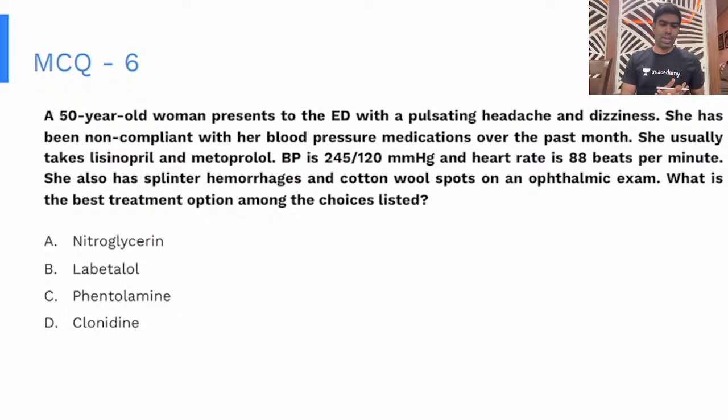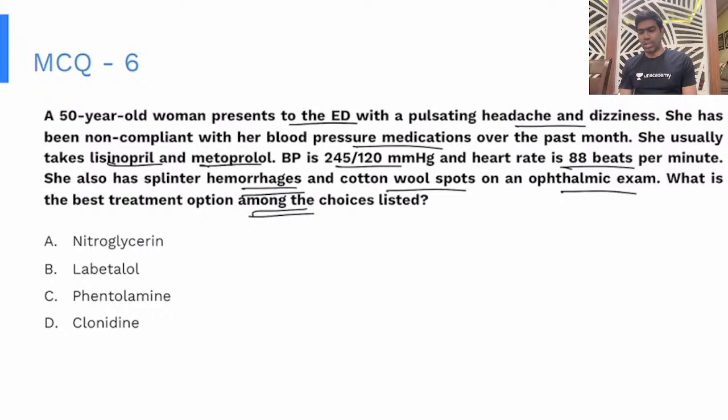Coming to the 6th MCQ, again it's a question on hypertensive emergency, and again if you look at the last 3-4 years papers, there has been a very huge pile of questions with regards to hypertensive emergencies. You have a 50-year-old woman presenting to the emergency department with pulsating headache and dizziness. She has been non-compliant with her blood pressure medications over the past month. She's taking lisinopril, metoprolol. Her BP is 245 upon 120 millimeters of mercury, and her heart rate is 88 beats per minute. She also has splinter hemorrhages and cotton wool spots on ophthalmic examination. What is the best option among the choices listed?